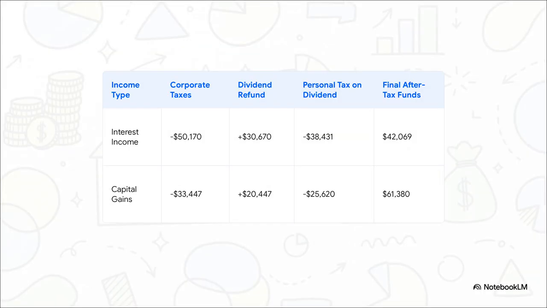Now let's trace the money's journey through a corporation. This is a multi-step process. First, the corporation earns the income and pays a very high rate of corporate tax. Look at that, over 50% on the interest income. But, and this is a really critical part of tax integration, when the corporation pays out what's left to Andrea as a dividend, it gets a dividend refund. That's the government giving back some of the corporate tax it just collected because it knows that Andrea is now about to pay personal tax on that same money. So let's see where she ends up.